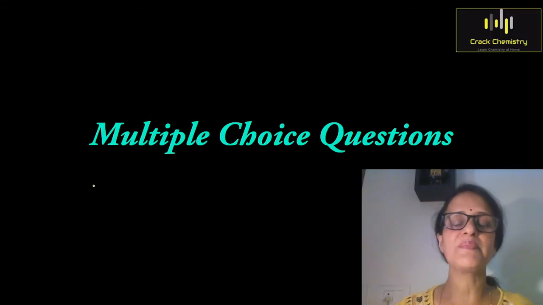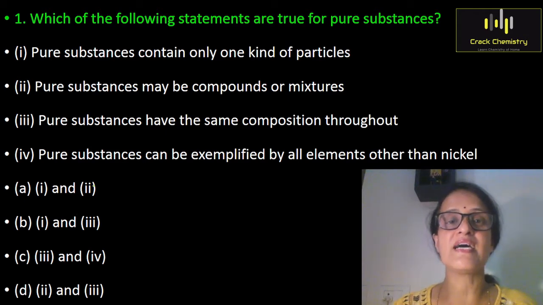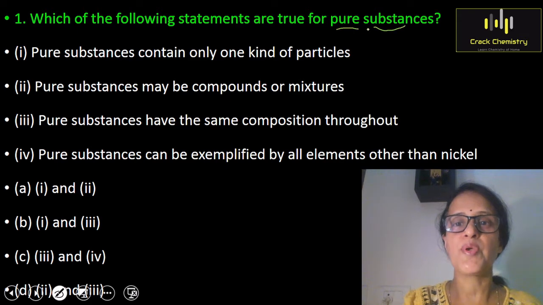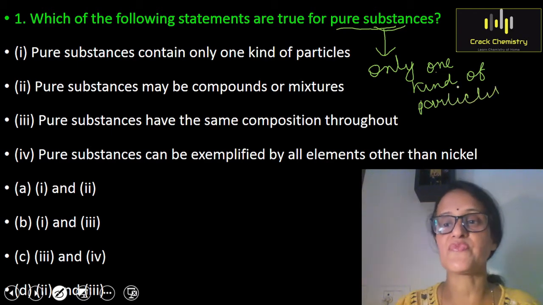We will discuss multiple choice questions of exemplar problems. First question is, which of the following statements are true for pure substances? So children, before discussing the answer, I want to give you some information regarding pure substances. So what are pure substances? Pure substances are those substances which are made up of only one kind of particles. These particles may be atoms, they may be molecules, they may be compounds as well.